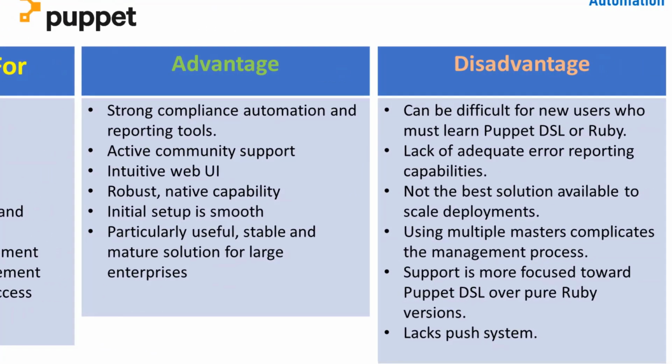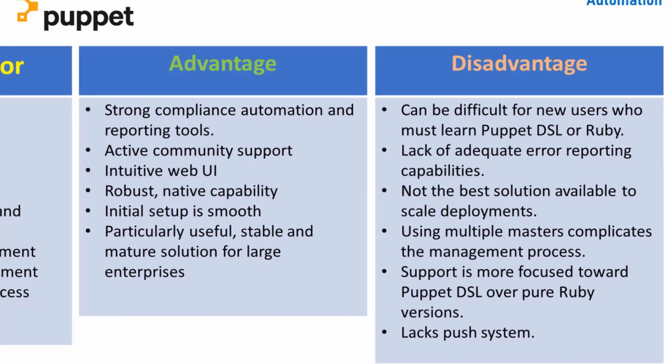Here are the advantages of Puppet. Puppet has strong compliance automation and reporting tools. It has an active community support around development tools and cookbooks. It provides an intuitive web UI to take care of many tasks, including reporting and real-time node management. It is robust with native capability to work with shell-level constructs. The initial setup is smooth and supports a variety of OSs. It is a particularly useful, stable, and mature solution for large enterprises with adequate DevOps skills resources to manage their heterogeneous infrastructure.